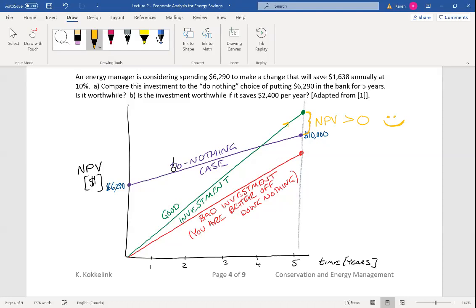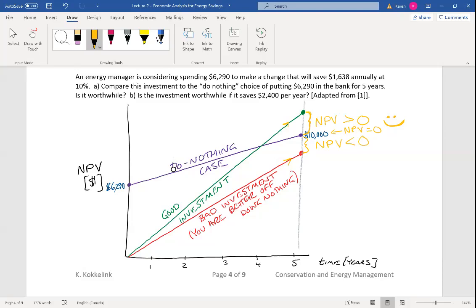If you go and you make an investment instead of sitting on the couch and it only gets to here, less than $10,000, then this difference is called the net present value, and it's less than 0. If you're equal to the do nothing case, that's called net present value equals 0. So net present value is actually this number. It's the difference between the do nothing case and the actual case that you are proposing.